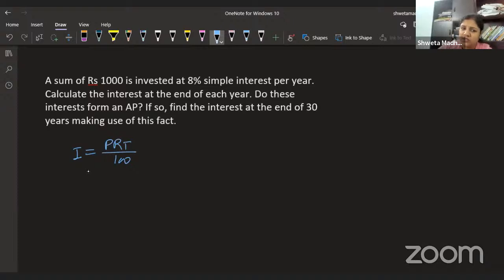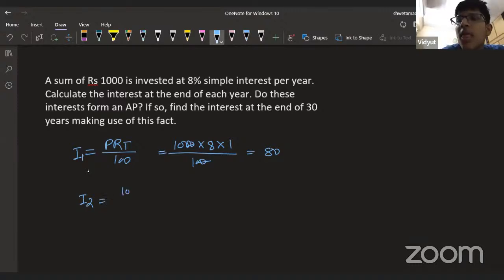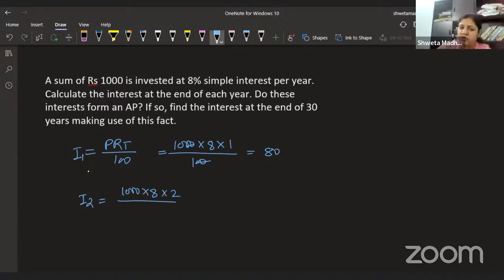So principal is 1,000 and every year you have to calculate. Principal is 1,000, rate is 8% and every year means T will be 1, by 100. So that is equal to 80. For 1 year, the interest is 80. For 2 years, interest will be double, 160. 1,000 into 8 into 2 by 100. So this will become 160.